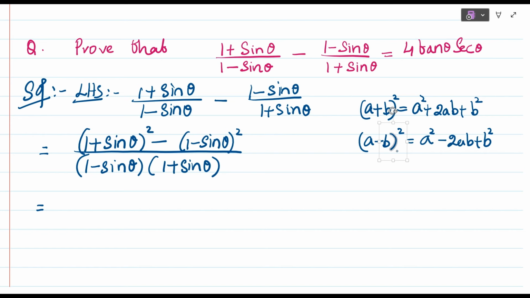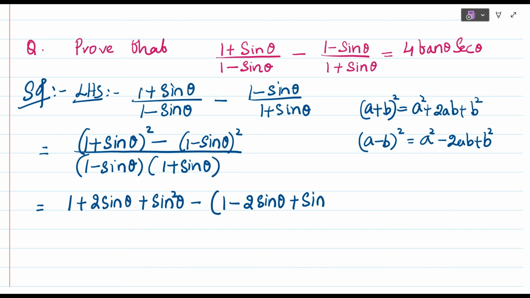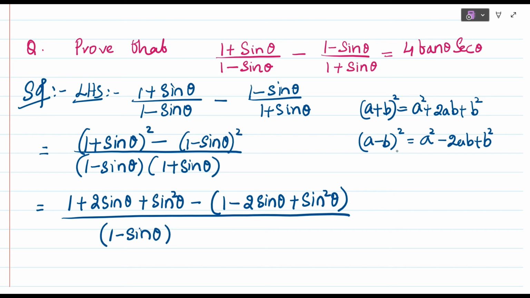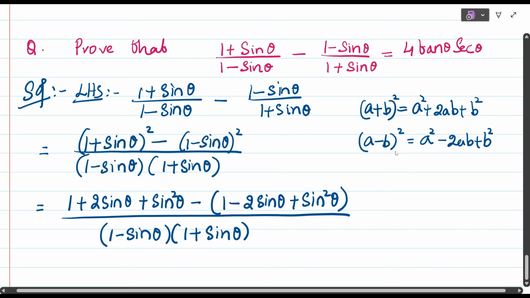So 1 plus sine theta whole square means 1 square is 1 plus 2 sine theta into 1 gives 2 sine theta plus sine square theta minus. So here minus is there, use brackets here because we are getting 3 terms here. Okay. So 1 minus sine theta whole square is 1 square is 1 minus 2 sine theta into 1 gives 2 sine theta plus sine square theta. So we have applied the identities here, students. So in the denominator we have 1 minus sine theta into 1 plus sine theta. So be careful while applying the identities, students.